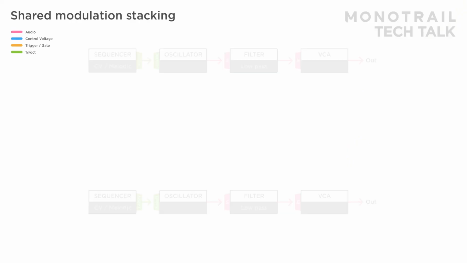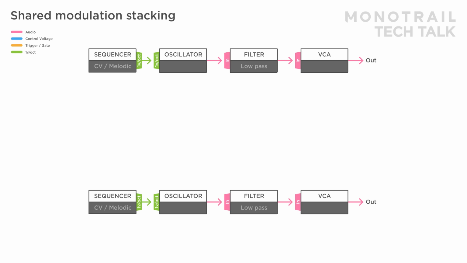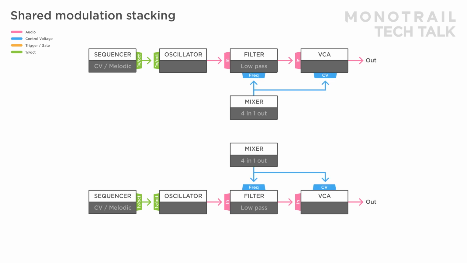Another interesting option is stacking modulation sources that are shared by multiple voices. Here's an example with two sequenced oscillator filter VCA voices. Two mixers are used to create deep stacked modulation. The mix output of the filters are used to modulate the filter and VCA of a voice each. Now you can stack and share modulation sources to both voices.